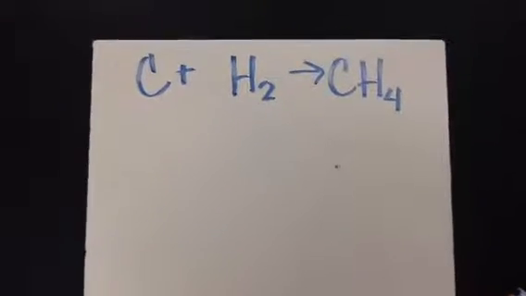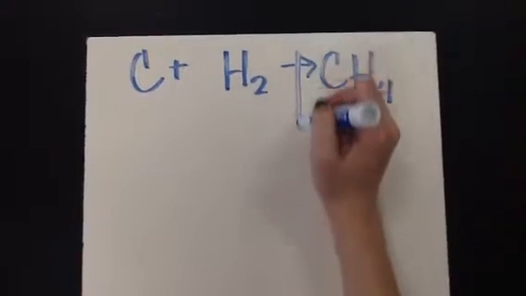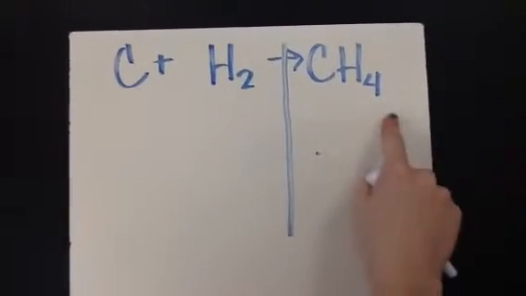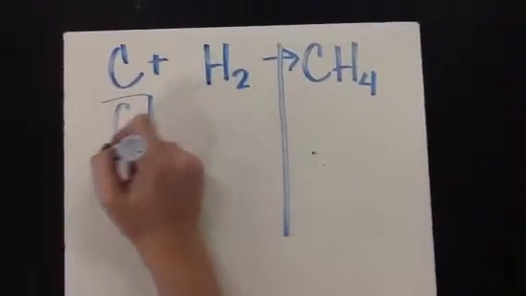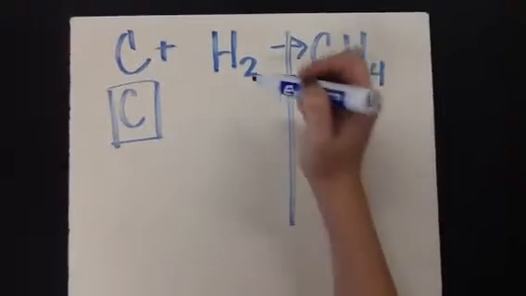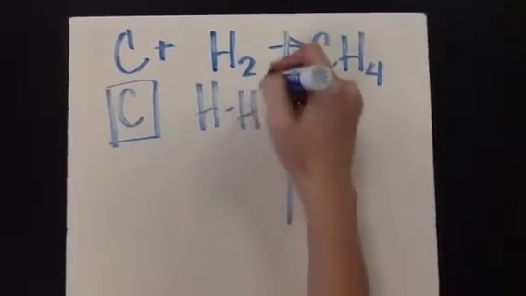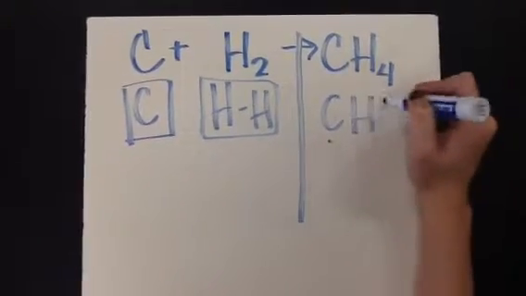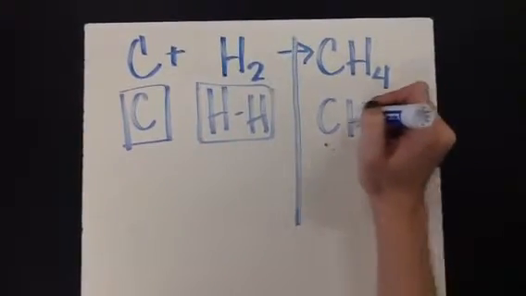To balance a chemical equation without using algebra, the first step I'm going to do is draw a line under the yield sign to separate the reactants from the products. I have one atom of carbon, so I'm just going to draw that by itself. I have one molecule of hydrogen with two atoms, so I bond that together. And I have CH4, so I draw that out. 1, 2, 3, 4.